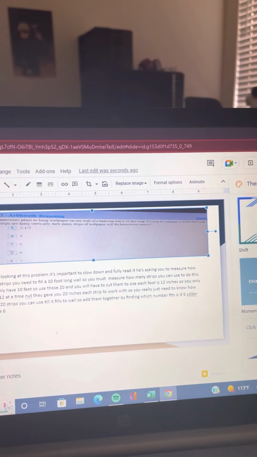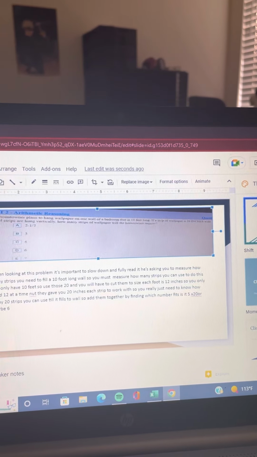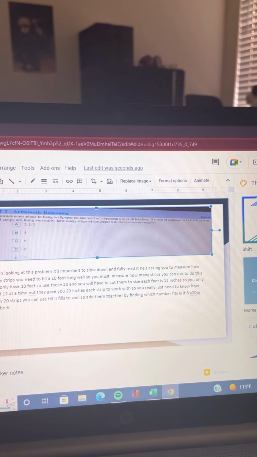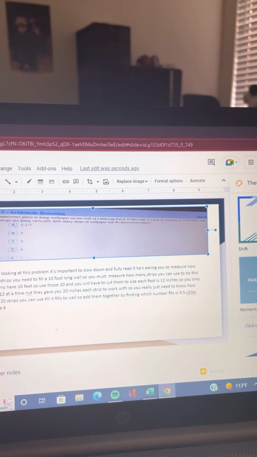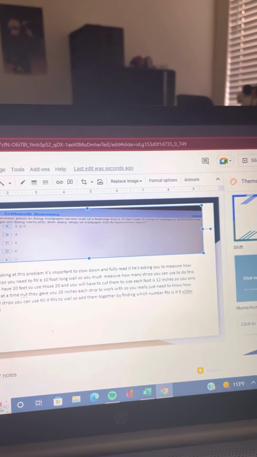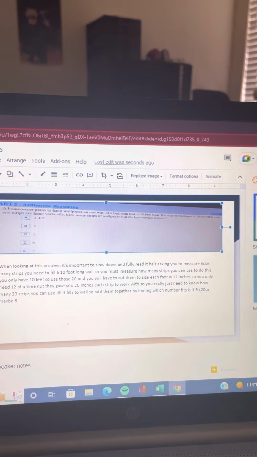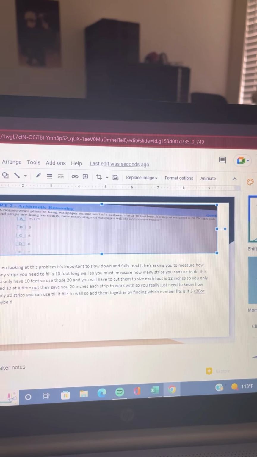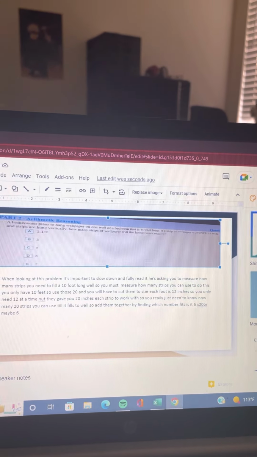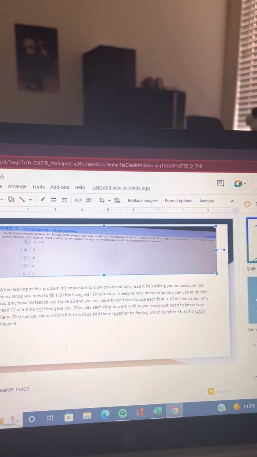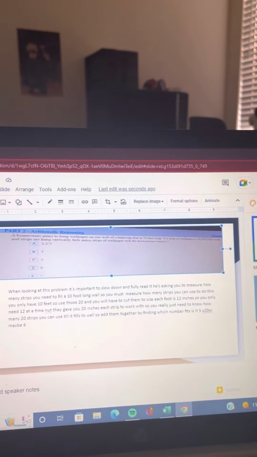That's exactly how you should be reading it every time. So you're finding out how many strips you can do to fill up that 10 foot wall. So let's go through the answers we have here. We have 2.5, which doesn't make any sense because obviously it's going to be longer than 2. Then we've got 3, 5, 6, and 7. So we know a foot is 12 inches long, right?